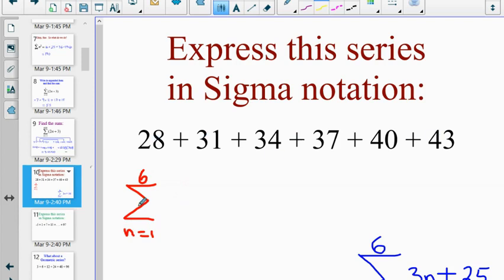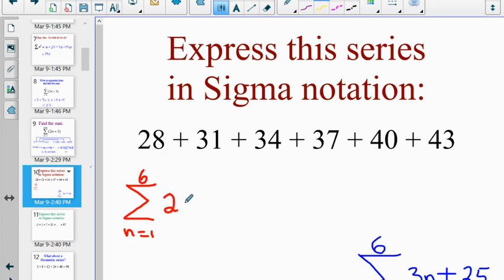I want 6 terms. I want to start at 1. 1 is a nice number to start at. Since these terms are increasing by a constant amount, I know how to represent a sequence of numbers that are increasing by a constant amount. This is an arithmetic sequence. It just happens to have plus signs in between, which makes it an arithmetic series. But I know how to get the nth term of an arithmetic sequence.